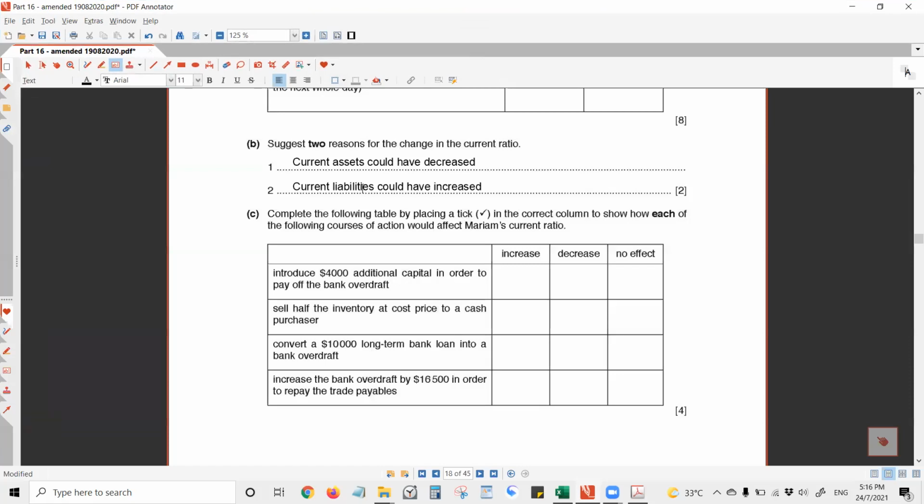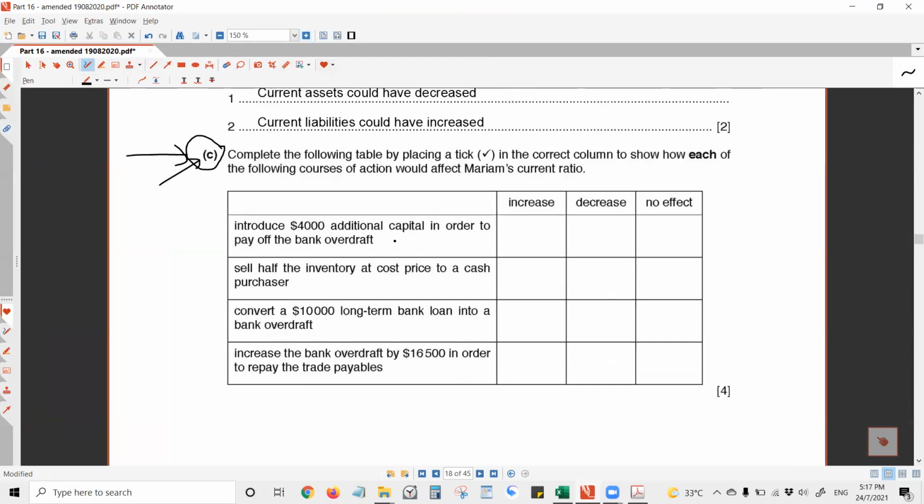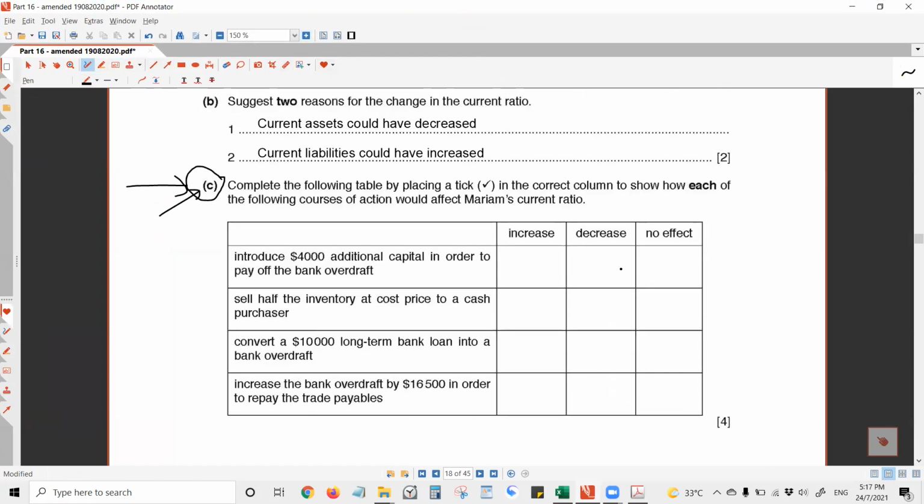Okay, once you are done with this, you look at the C. So this could be the most difficult, most challenging kind of question for every formula kind of question. So you try to see, and then you tell me your answers. So have to look carefully for each of these. It's asking you how each of these actions could affect the current ratio. So once again, use the tick.